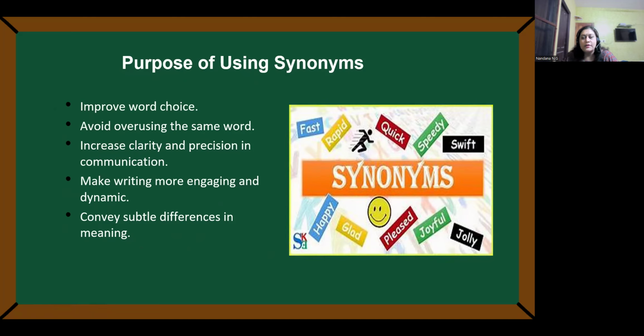Definitely true. For example, in the image, for the word to indicate something is moving very quickly or at a great pace, the synonyms that can be used are fast, rapid, quick, speedy, swift. Likewise, to indicate if somebody is happy: happy, glad, pleased, joyful, or jolly. All these are known as synonyms.